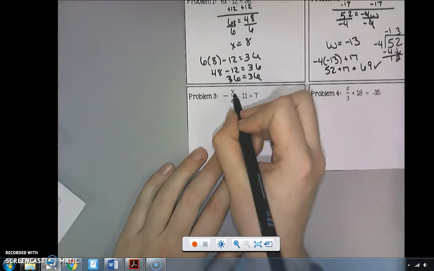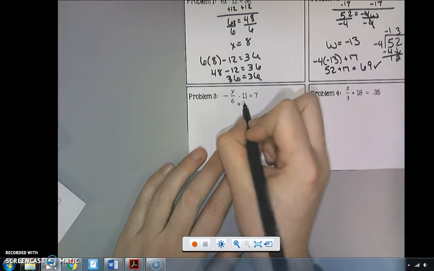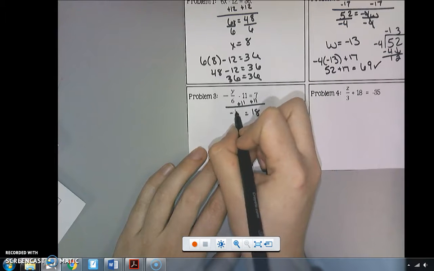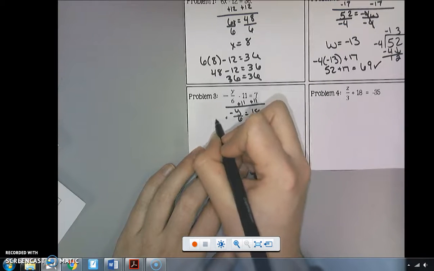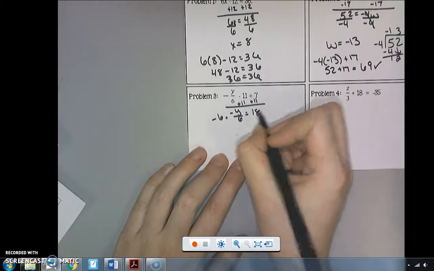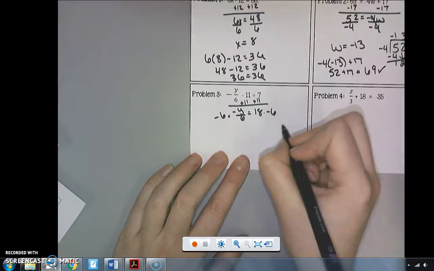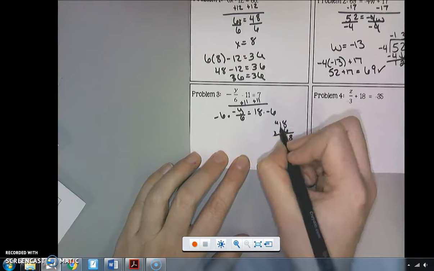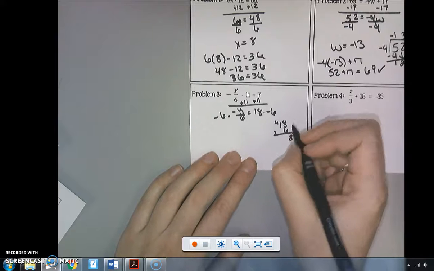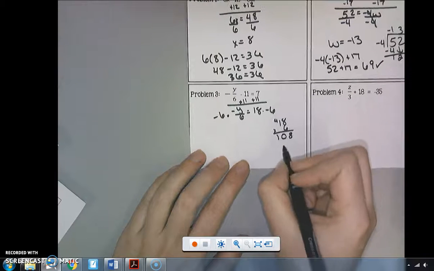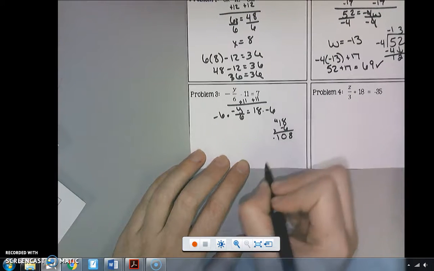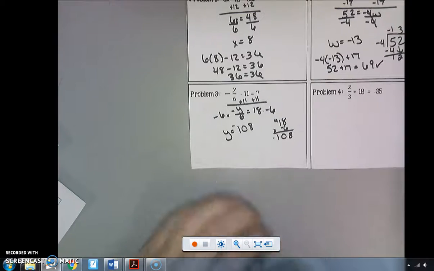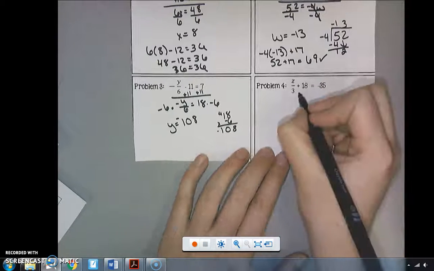Remember, get y by itself, so we have to add 11 first. So we get 18, negative y over 6. And we got to multiply by negative 6 because I want my variable to always be positive. And we have 18 times 6, 8 and 4. 6 times 1 is 6. 6 plus 4 is 10. And remember, we're multiplying by a negative, so this has to be negative 108. And over here, we can subtract 18.